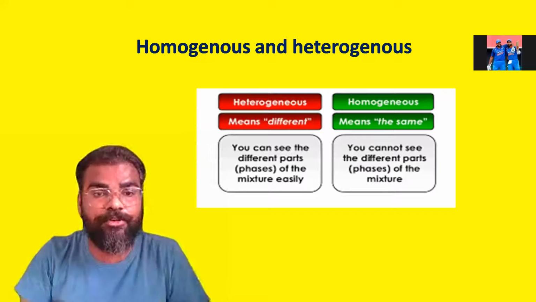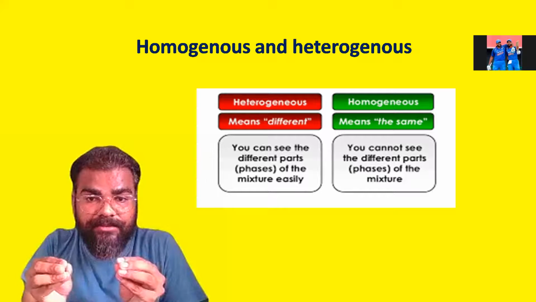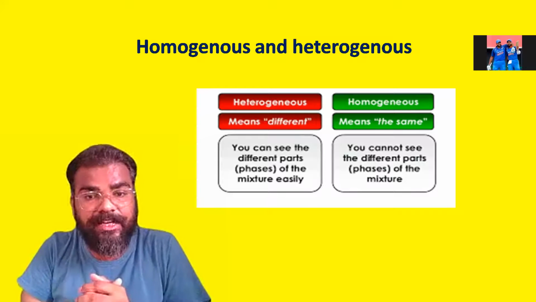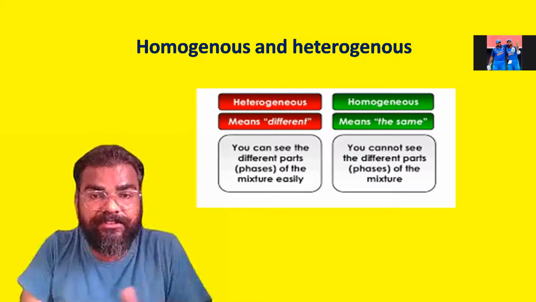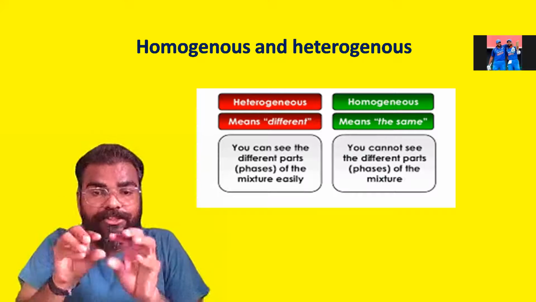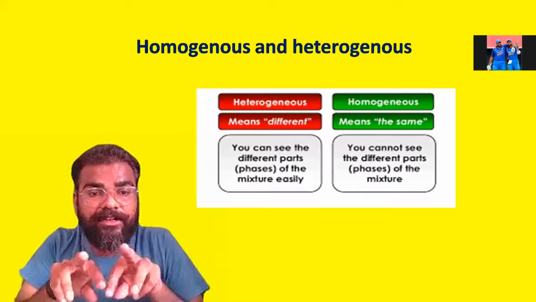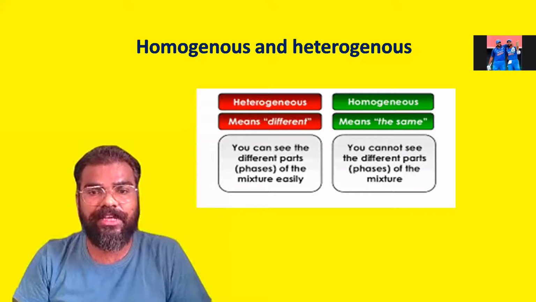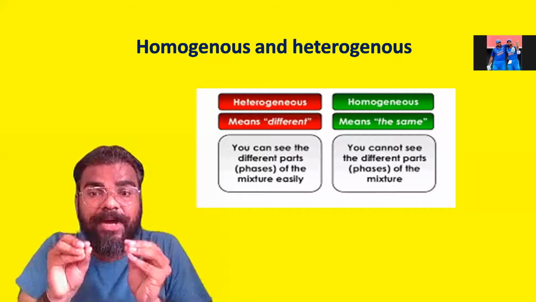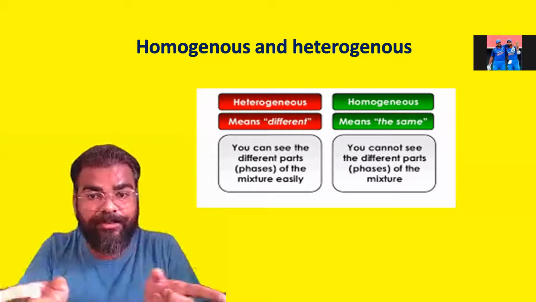Now the difference between homogeneous and heterogeneous: heterogeneous means different, homogeneous means the same. In heterogeneous, the second point, you can see the different parts or phases of the mixture easily. You can see two phases separately. Suppose you add something in a beaker, say stone and sand particles. Both things are seen differently. Whereas in a homogeneous mixture, you cannot see the different parts or phases. It remains mixed with each other, so you cannot separate it easily.